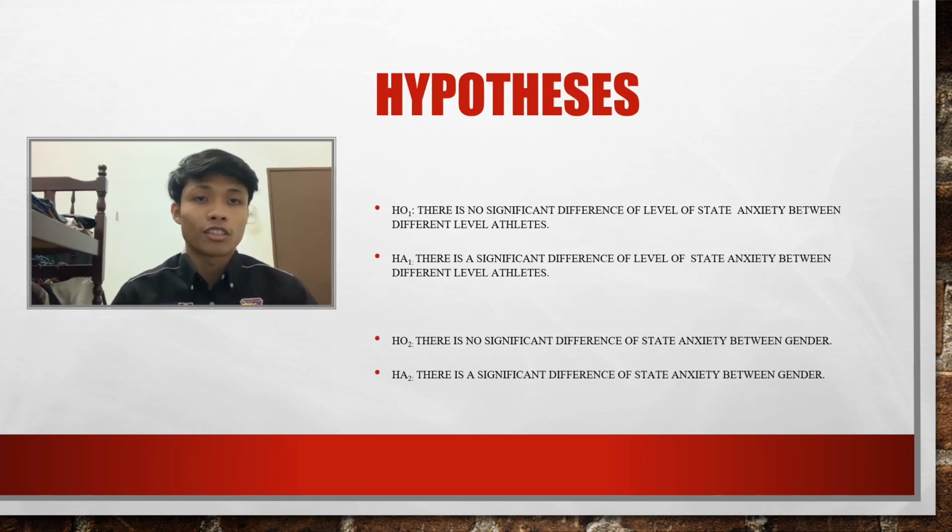Now is the hypothesis of the study. There are two hypotheses. For null hypothesis 1, there is no significant difference of level of state anxiety between different levels of athletes. For alternative hypothesis 1, there is a significant difference of level of state anxiety between different levels of athletes. For null hypothesis 2, there is no significant difference of state anxiety between gender. And for alternative hypothesis 2, there is a significant difference of state anxiety between gender.